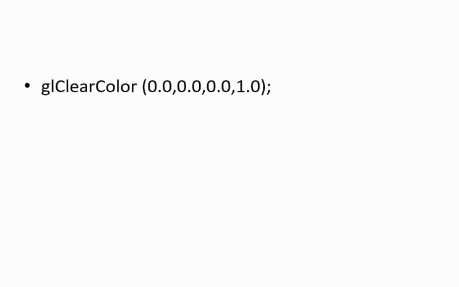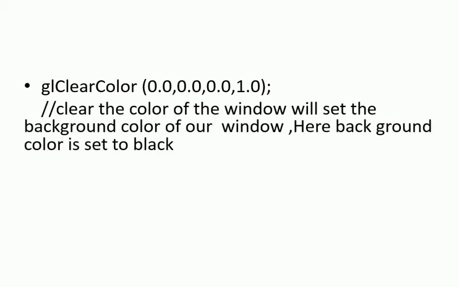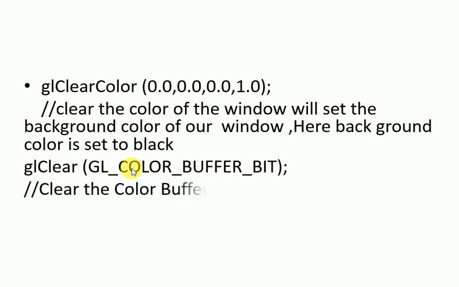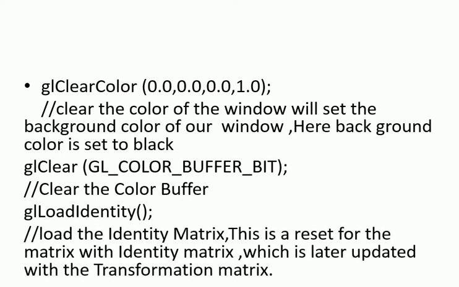cycle. glClearColor will clear the background color of the window, and it is black here because it is given 0, 0, 0, so it will become black. Now glClear will clear the color buffer. glLoadIdentity will set the identity matrix and reset the previous matrix by setting the identity matrix.